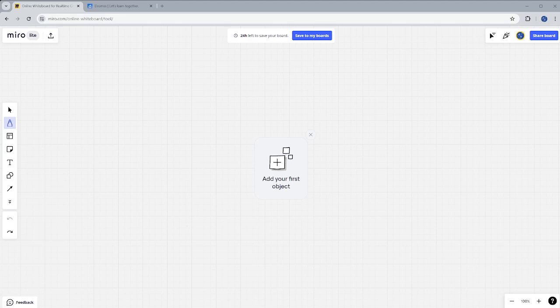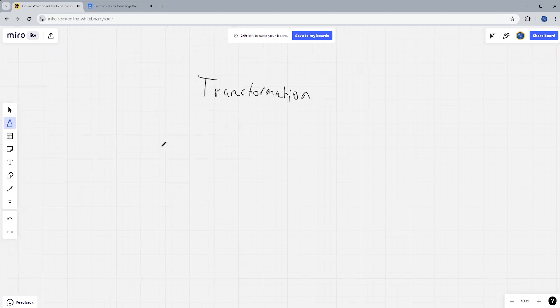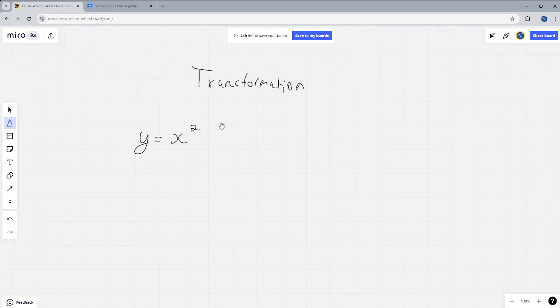Hello. So today we're going to go quickly over transformations. And in this course we're going to be primarily dealing with parabolas. So let's start with our base equation of y equals x squared.